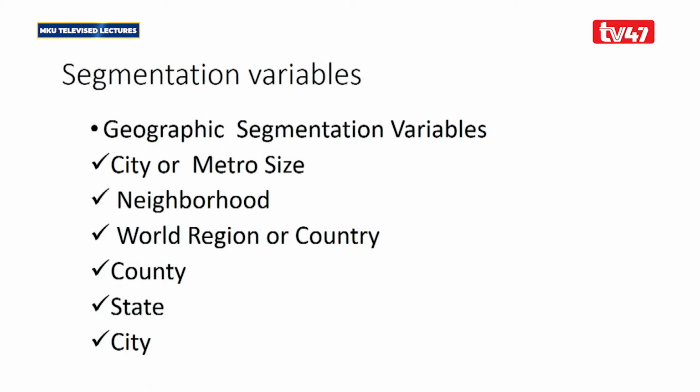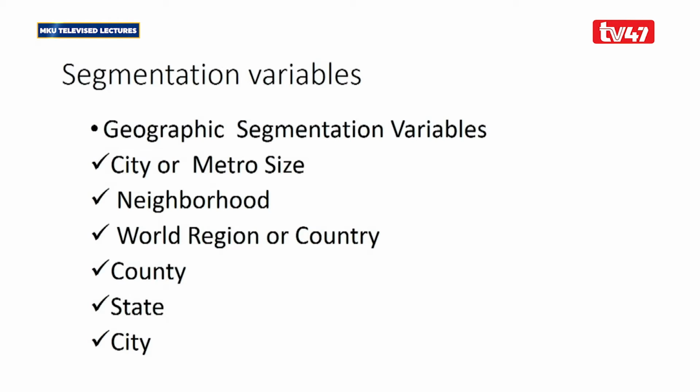Therefore you can segment based on the neighborhood. To proceed, there is also the world, region, or even the country. You may end up segmenting your market based on the region, country, or even the world. Maybe you are targeting the whole world, like the advert that is always on international television on wildlife. Also country: maybe you are targeting Kenyan people, or Ugandans, or people from another country. Therefore you can segment based on the country and also the world region.